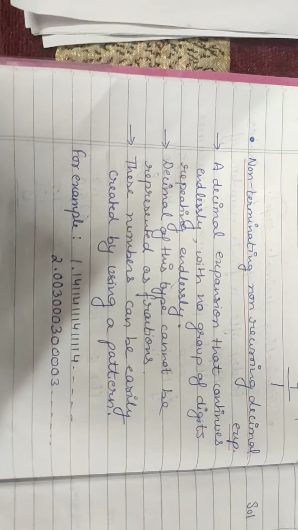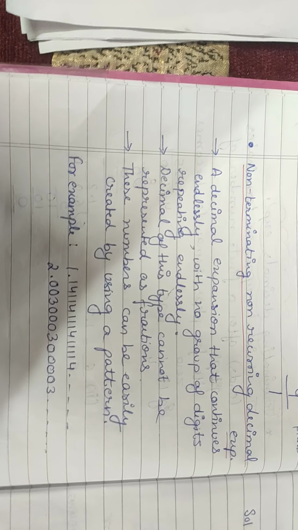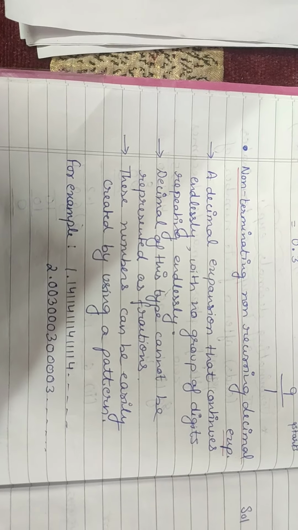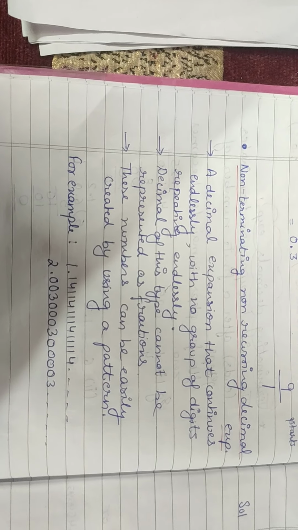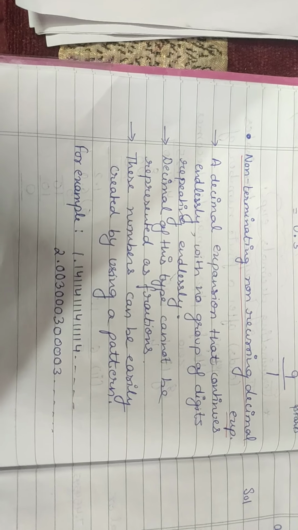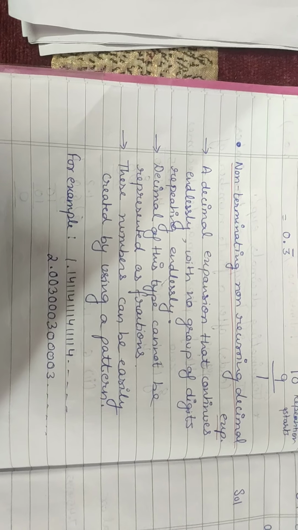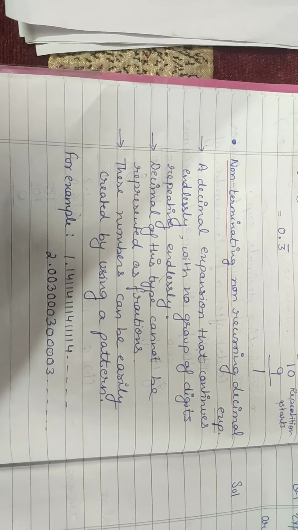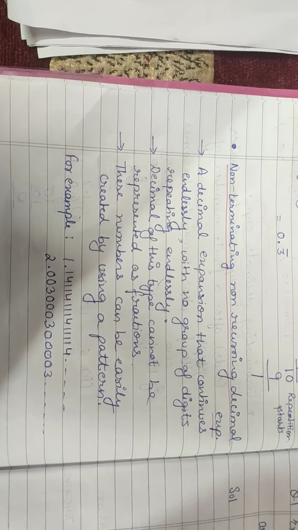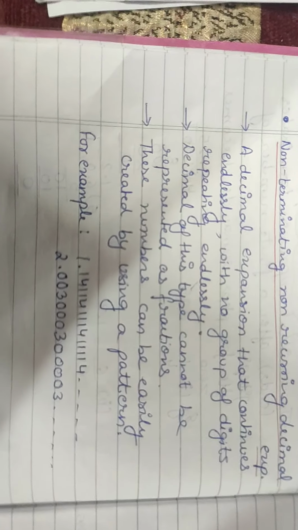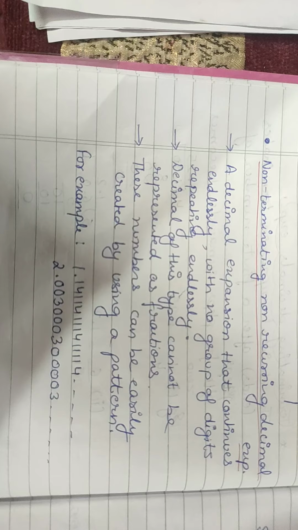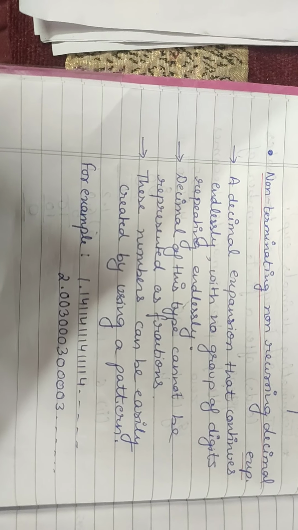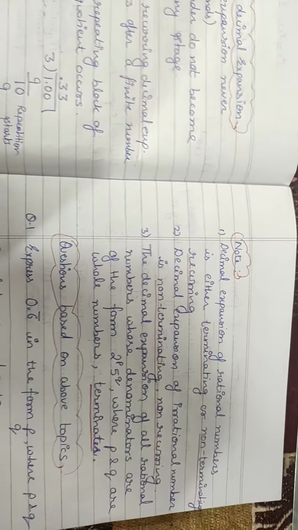Here we have one example, 1.14114, 4 times 4. Then here what you are observing, do you get any fixed pattern or a block of digits which are repeating? No. Here 1, 4, then 2 times 1, then 4, then 3 times 1, then 4, then 4 times 1, then 4, and so on. And you can see another example as well. These types of numbers we cannot convert into p by q form, and hence these numbers are known as irrational numbers.